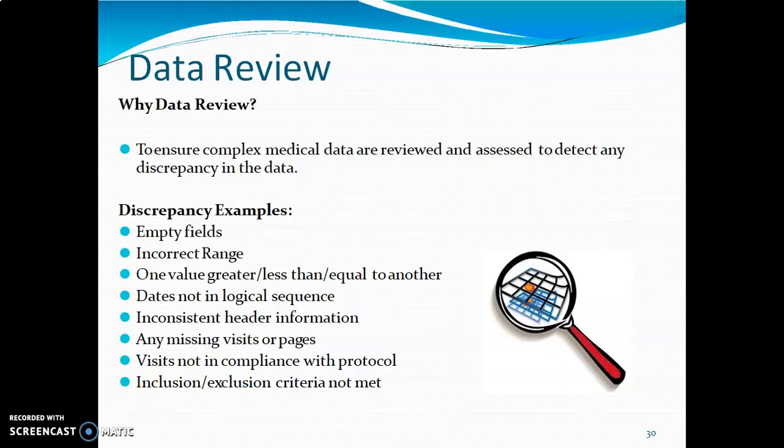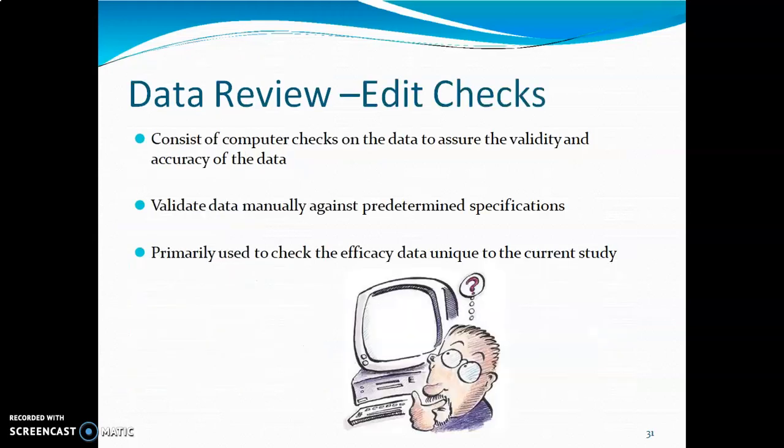Even if inclusion and exclusion criteria are not met by the study participants, and data exists beyond those criteria, such things are considered a discrepancy. So these are some of the examples. This kind of mistake should not happen while doing the clinical trial. So this will be taken care of by the data management team.